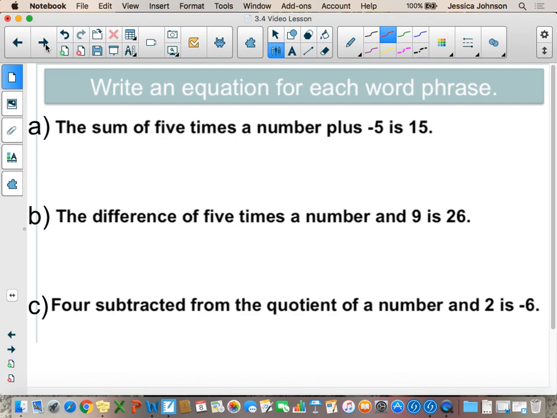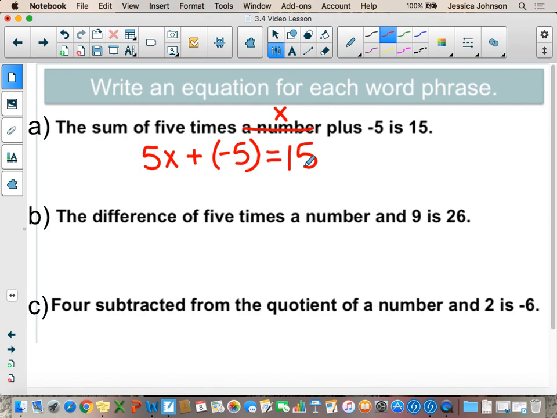So the sum of 5 times a number plus negative 5 is 15. So a number, remember that's going to be a variable. So the sum of 5 times a number, so 5x, plus negative 5, I'm going to put that negative 5 in parentheses so the plus and the minus aren't touching each other, is 15.